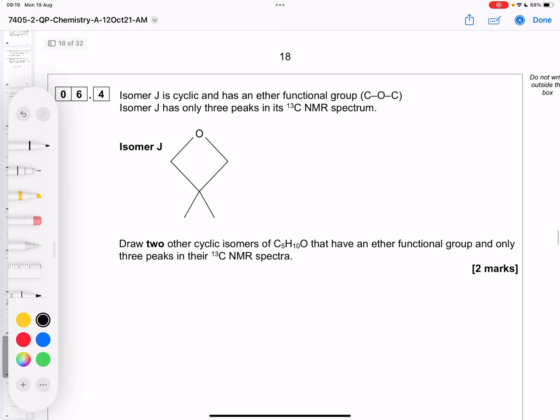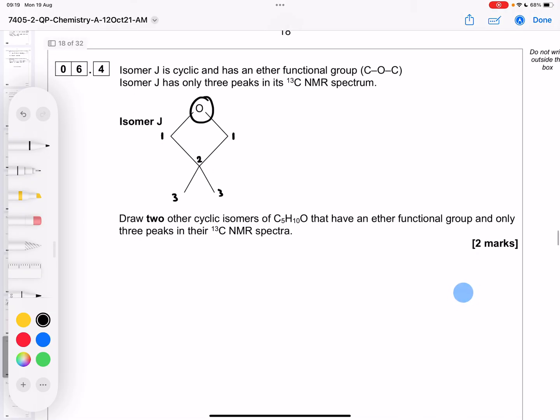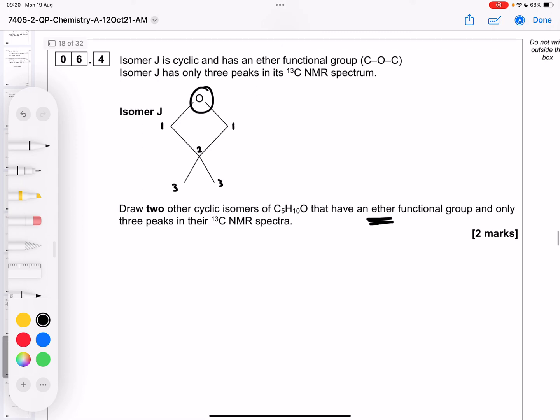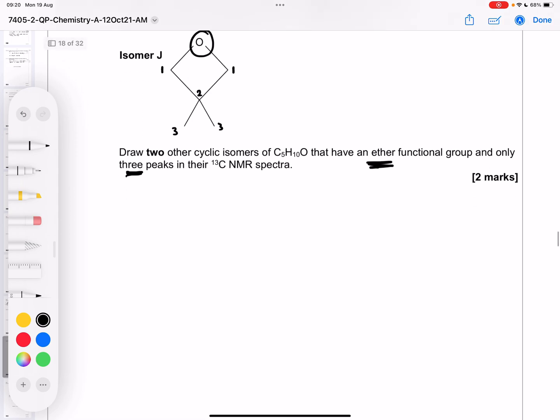Isomer J is cyclic and has an ether, this is this bit, functional group. It only has 3 peaks in its carbon NMR. So this is carbon type 1, then 2, and then these are 3. Draw 2 other cyclic isomers that have an ether functional group. So again, they have this oxygen in a ring and only 3 peaks in their carbon NMR.